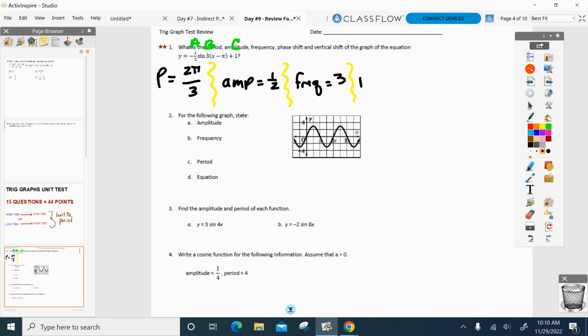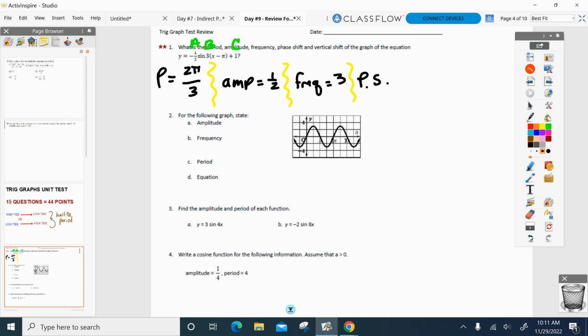We did this one day. Phase shift. That means how many units left or right does it go? Where do I find that? Inside or outside the parenthesis? Where do I find going left and right? Inside. I find it inside.